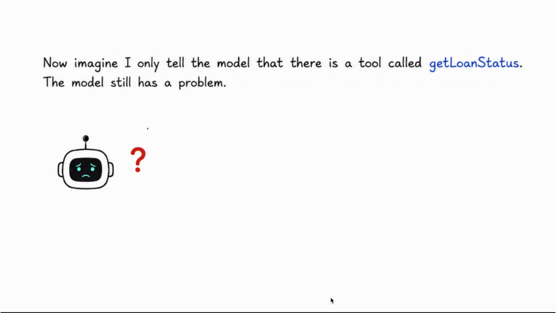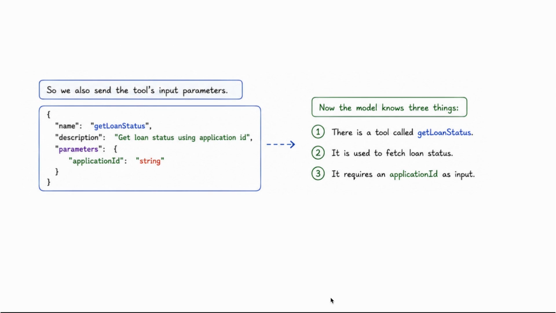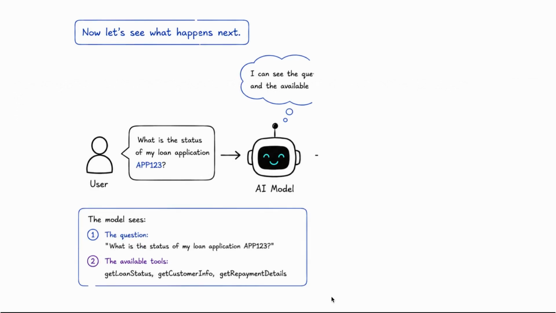Now imagine I only tell the model that there is a tool called get loan status. The model still has a problem. How does it know what information this tool needs? Does it need an application ID, customer ID, or phone number? The model has no idea. So we also send the tool's input parameters. Now the model knows three things. There is a tool called get loan status. It is used to fetch loan status and it requires an application ID as input. So when the user asks about loan application app 123, the model knows exactly what value should be passed to the tool. Now let's see what happens next.